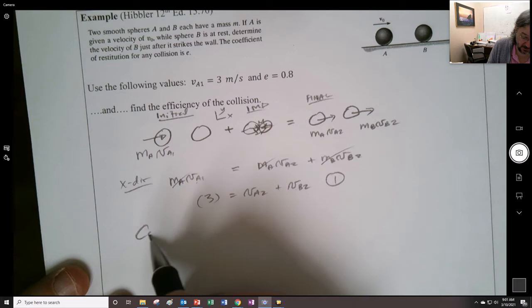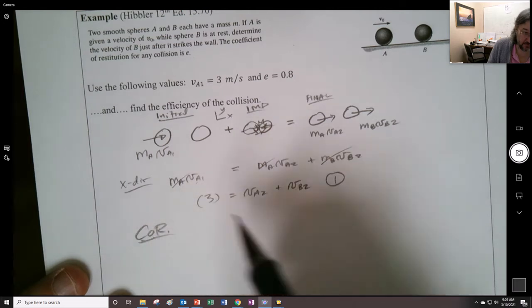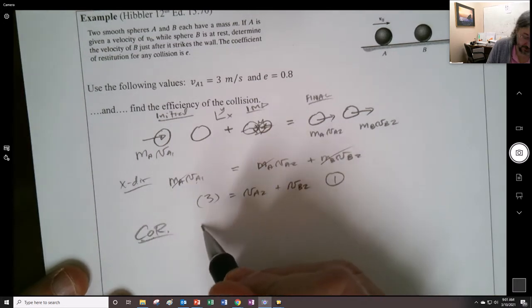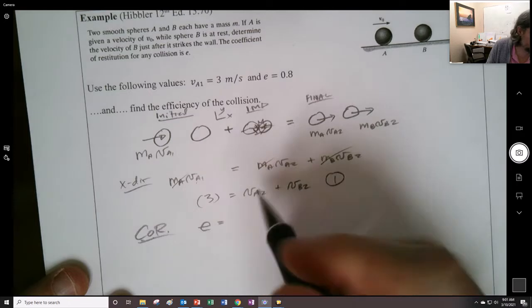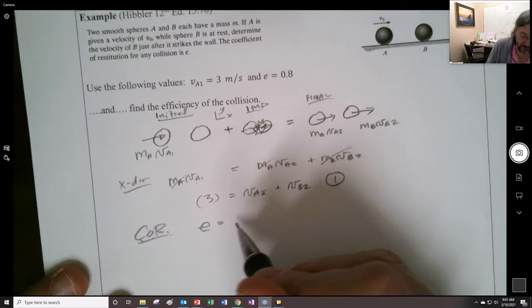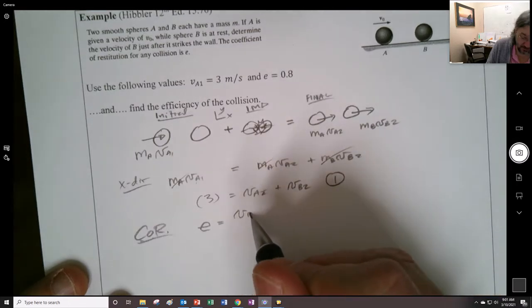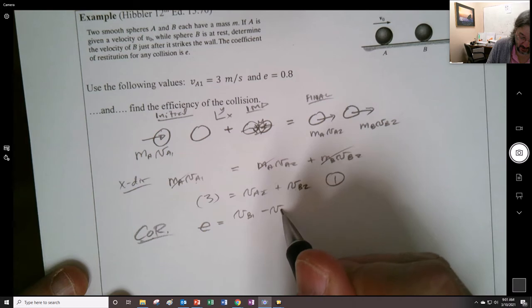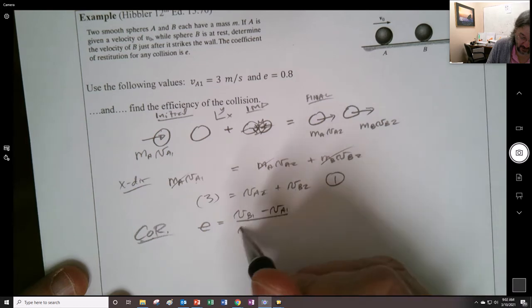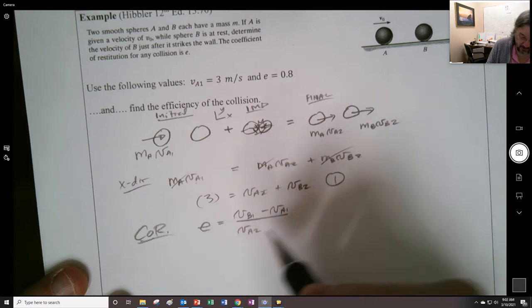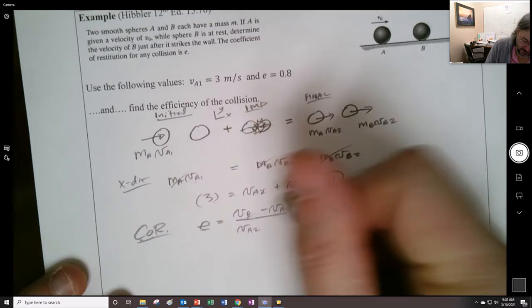Now we use the coefficient of restitution to establish their other relationship, because we have two unknowns in one equation. So we have VB1 minus VA1 divided by VA2. Oh, look at me making a mistake.